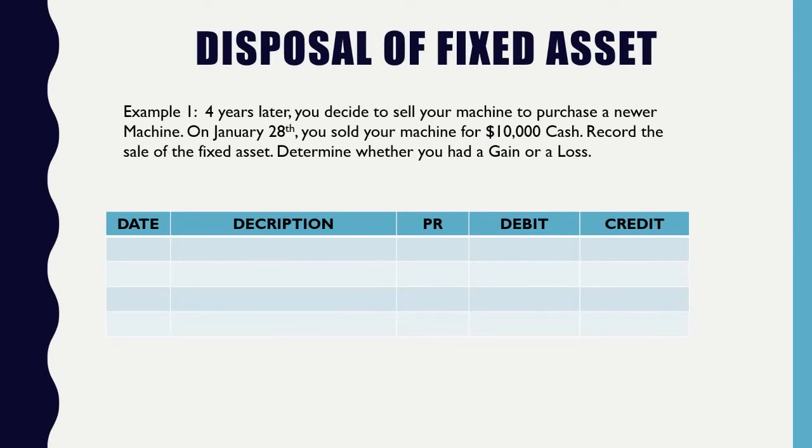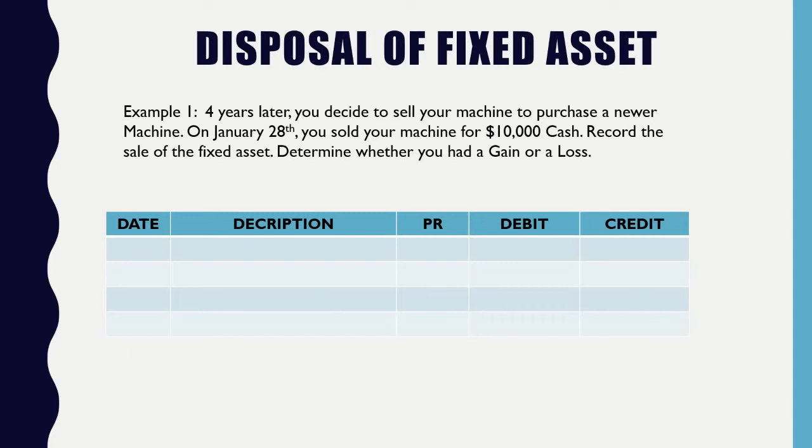Now, of course, as I go through the years, 4 years later, you decided to sell your machine to purchase a new one. And on January 28th, you sold your machine for $10,000. So let's go ahead and record the sale of the fixed asset and determine whether we made a gain or loss. In this case, we got $10,000 cash.